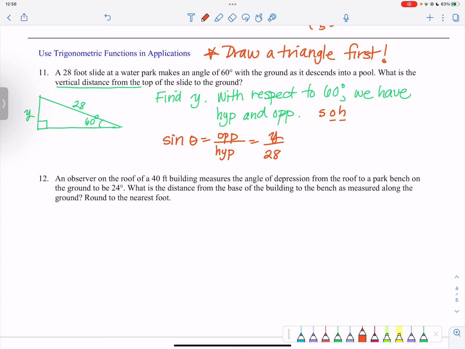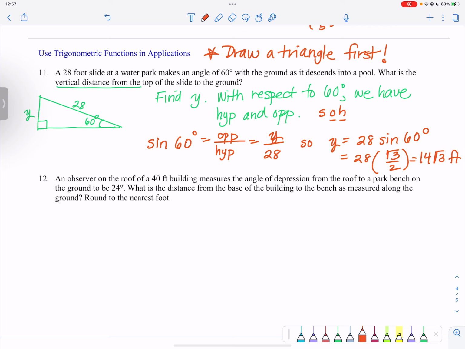We can type, I should have put 60 because we knew that the sine of 60 degrees, let me make that a little bit bigger, is equal to y over 28. So what could we do to both sides? We could say that y is 28 times the sine of 60 degrees. And if you go ahead and write that out, remember that the sine of 60 degrees is the square root of 3 over 2, and that's 14 root 3 feet.